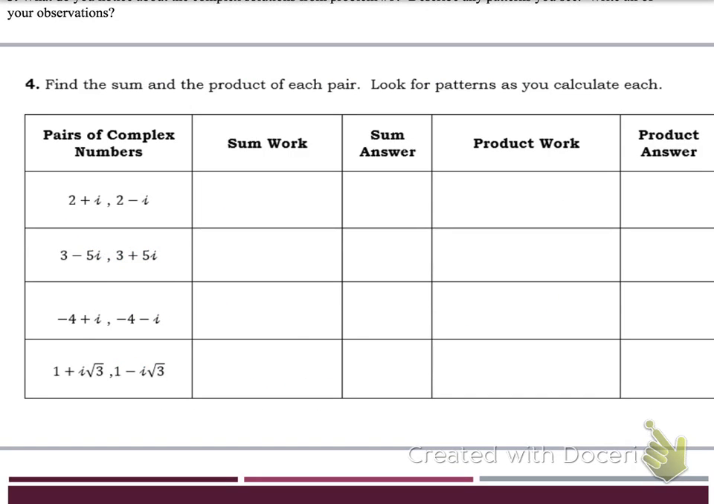Okay, so find the sum and the product of each pair. Look for patterns as you calculate. We can create a shortcut if we have complex roots, because anytime I have imaginaries and the conjugates of them, so one positive, one negative, we can actually make a shortcut to solve them. So first off, the sum. If I add both of these together, I get 2 plus 2 is 4, and then my i's cancel. My sum for my next one, 3 plus 3 is going to get me 6. My i's will cancel. Negative 4 plus negative 4 will get me negative 8. My i's will cancel. 1 plus 1 will get me 2. My square roots will cancel, and then you can have the work in there.